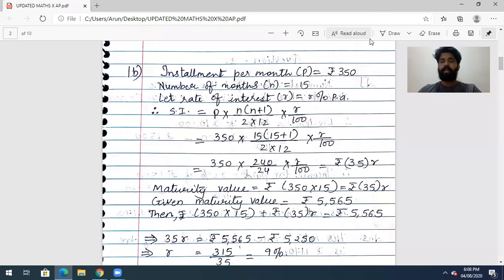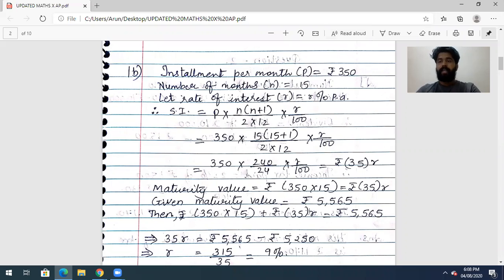So the second question states Mrs. Geeta deposited rupees 350 per month in a bank for 1 year and 3 months under the recurring deposit account. So installment per month is rupees 350. 1 year and 3 months, that means 12 plus 3, that is 15 months. So number of months is equal to 15.